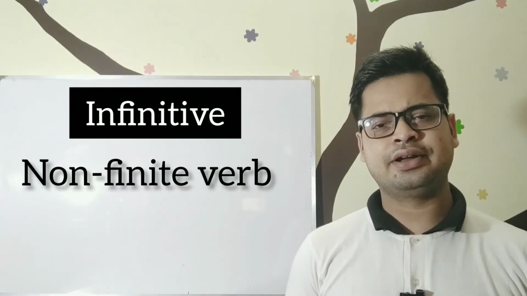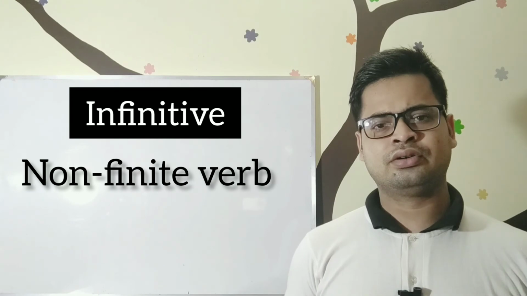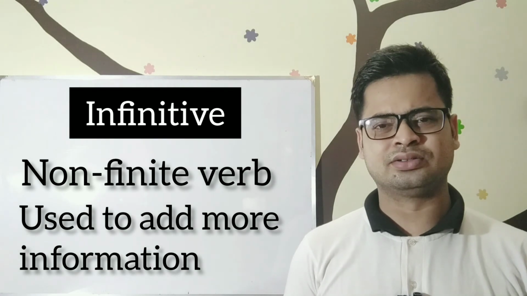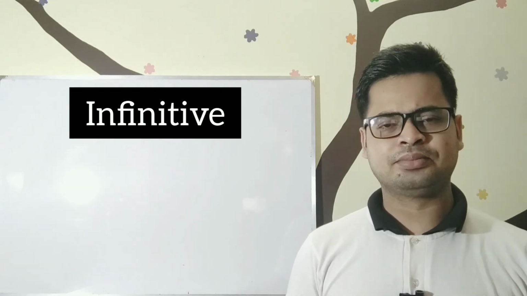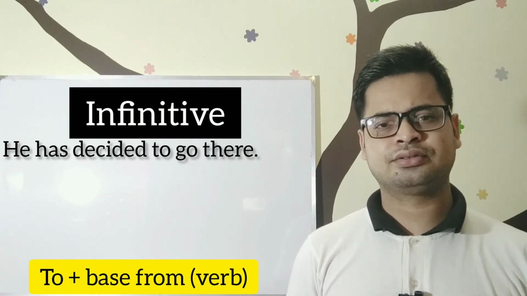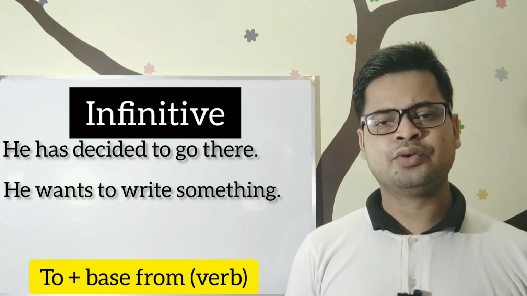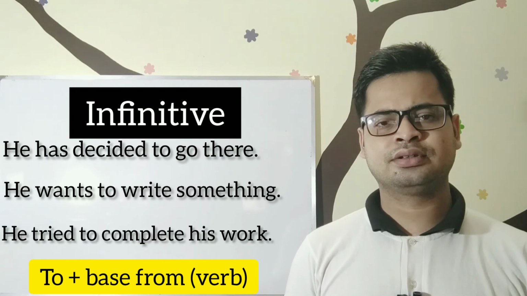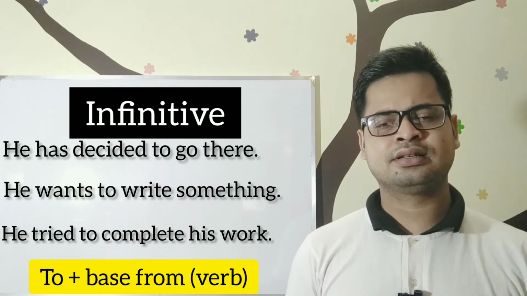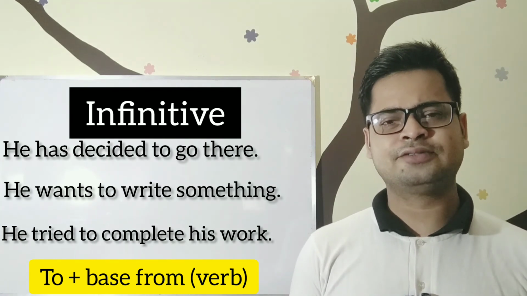Infinitive is a non-finite verb. So we use infinitive to add more information. You can say it is modifier also. For example, he has decided to go there. He wants to write something. He tried to complete his work. Here, in these three sentences, you can see to plus base form of the verb.